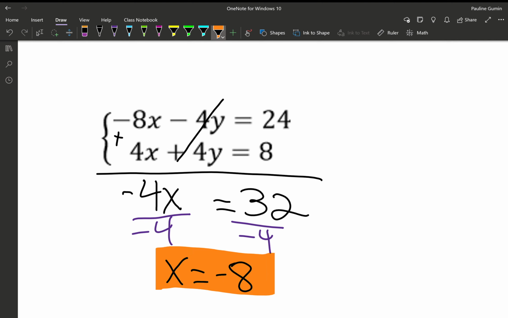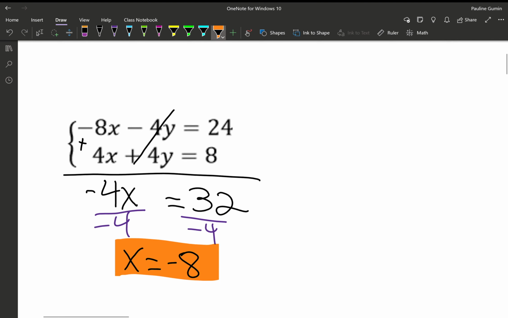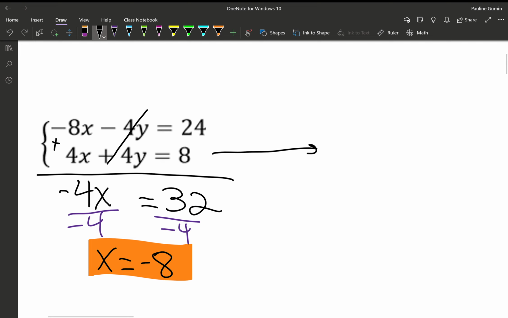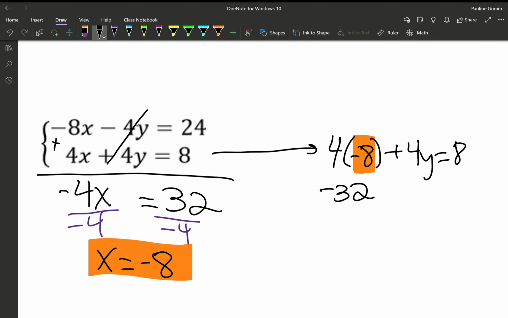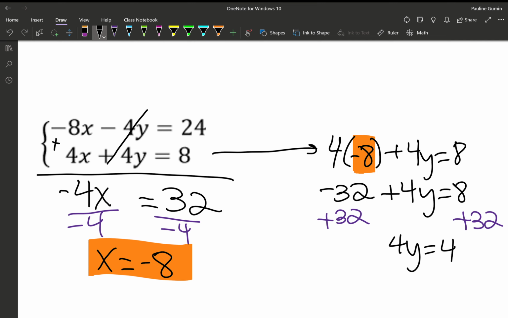Now that we got x equals negative 8, we can use either of our original equations to solve for y. I feel like using the bottom one this time, so let's do that. Instead of 4x, I'm going to have 4 times negative 8 plus 4y equals 8. First, I'm going to multiply 4 and negative 8. Then I'm going to add 32 to both sides. And I will finish by dividing by 4.